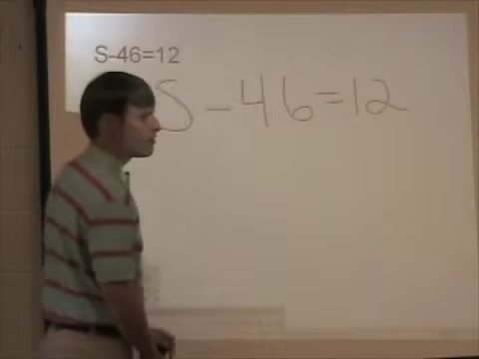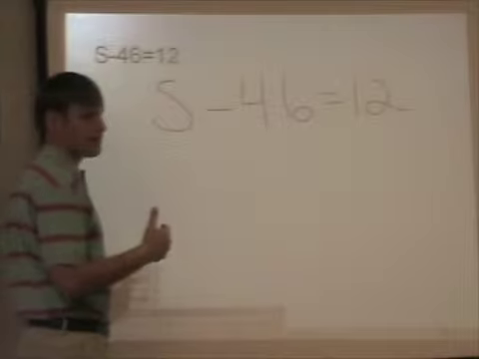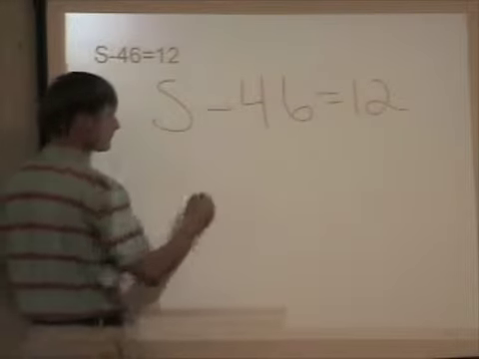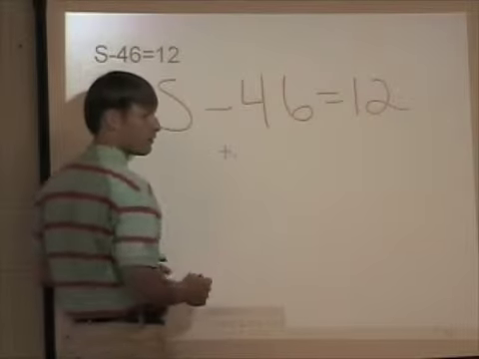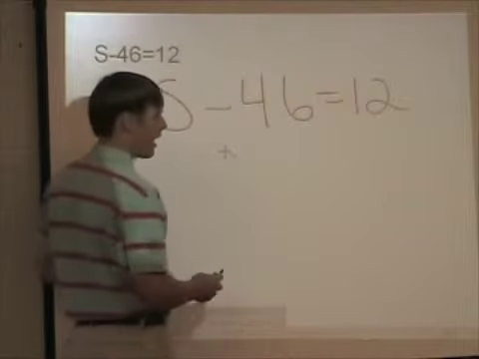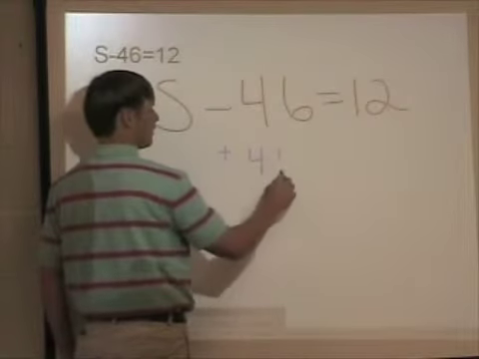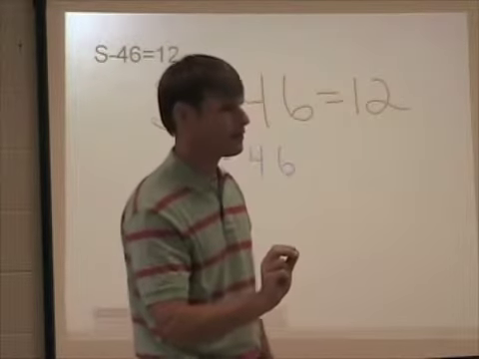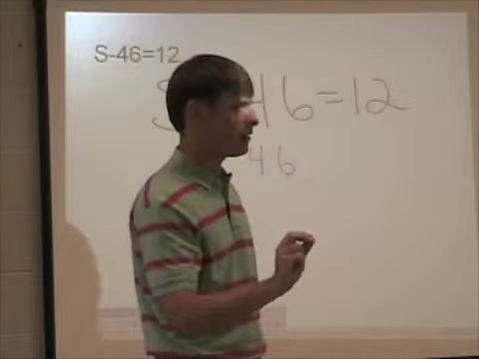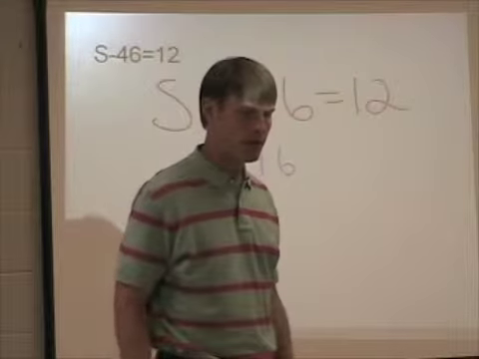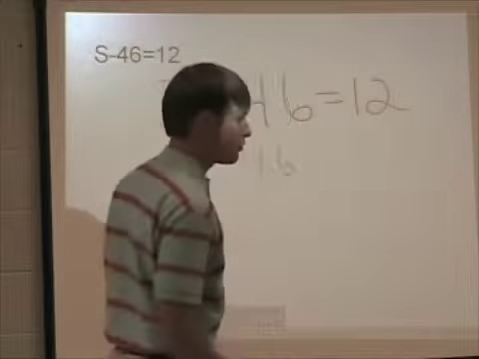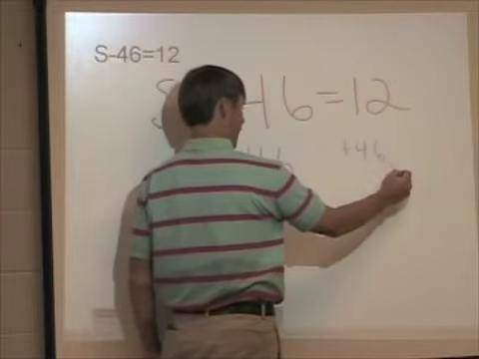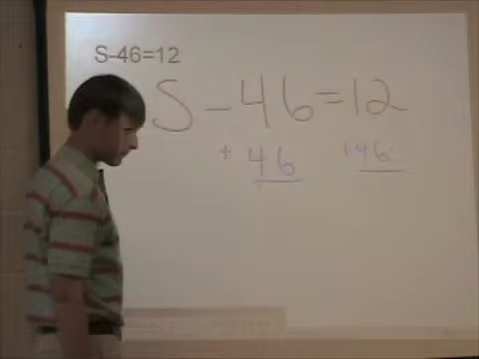Now, I do that by the opposite operation. What's the opposite of subtraction? Addition. So I'm going to add what? 46. Say this: add 46 on both sides. You say it. Add 46 on both sides. That's what you say when I ask, what do we do? What I do to the left, I do to the right. So look, I wrote it on both sides, didn't I?